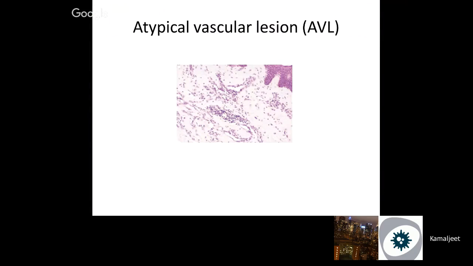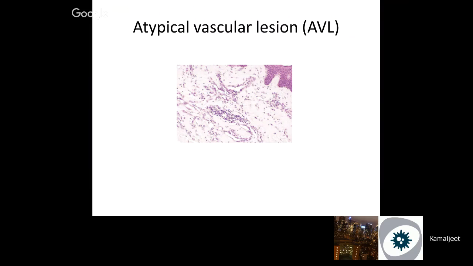One lesion that is worth mentioning is AVL, atypical vascular lesion. Question for the angiosarcoma: is a MYC stain useful for that or not? Yeah, I'm going to come to that. Basically, MYC is useful. In post-radiation angiosarcoma, they usually have MYC amplification, so you can demonstrate it by FISH or by IHC.